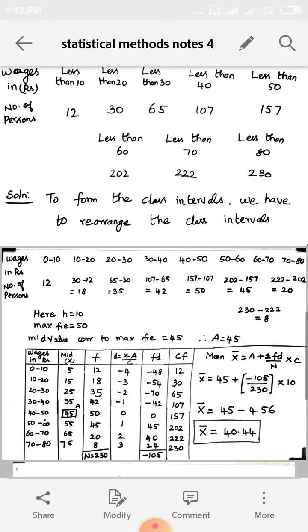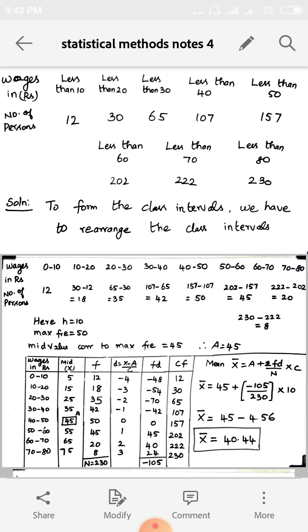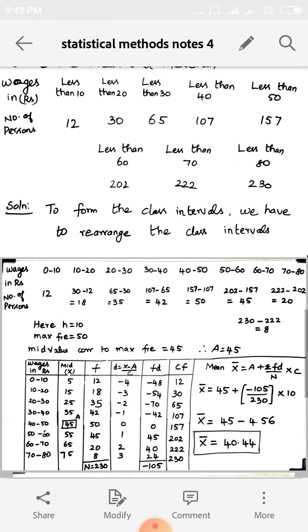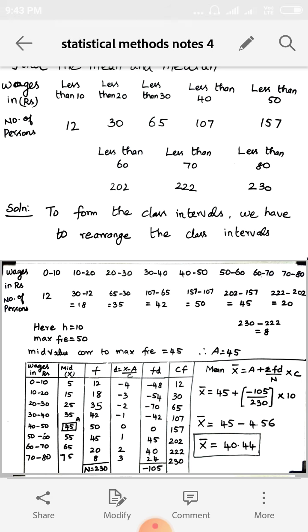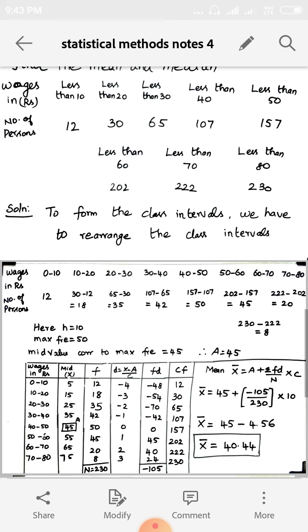For the number of persons, first write the first value as it is, 12. Next we have to find the next value. Listen, 30 minus 12, 18. The next value is 65 minus 30, 35, because we subtract the preceding term from the succeeding term. Next one, 107 minus 65, 42.